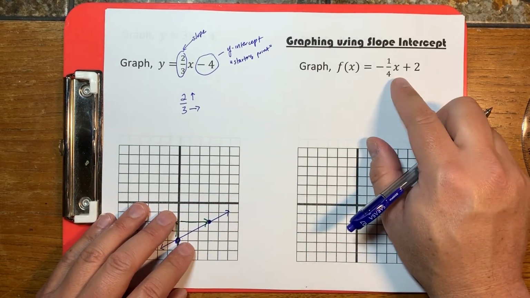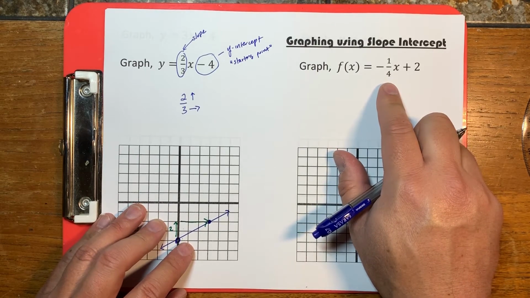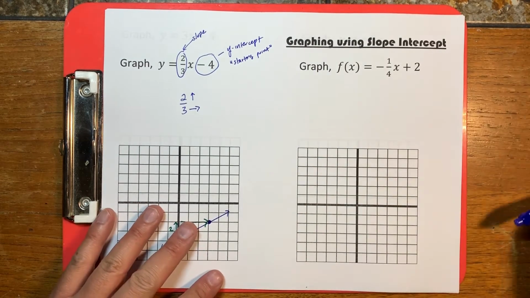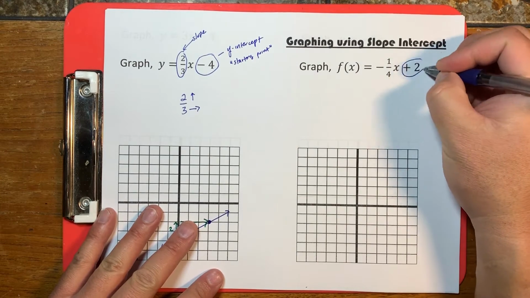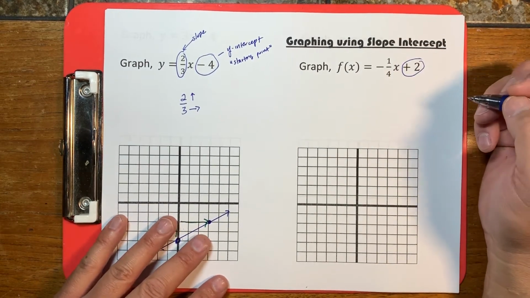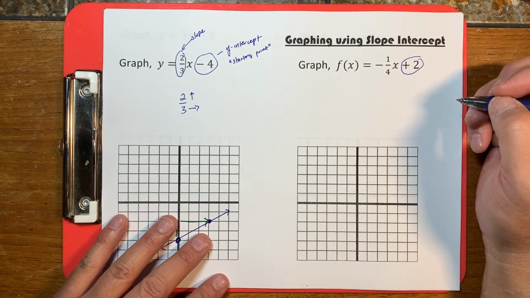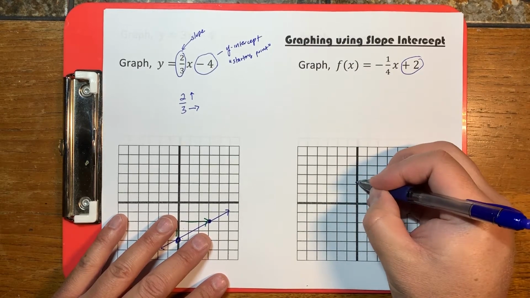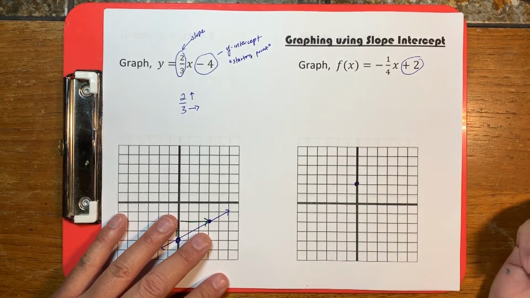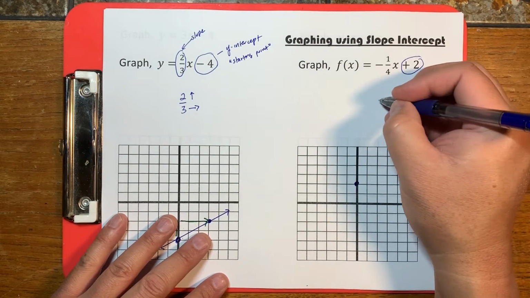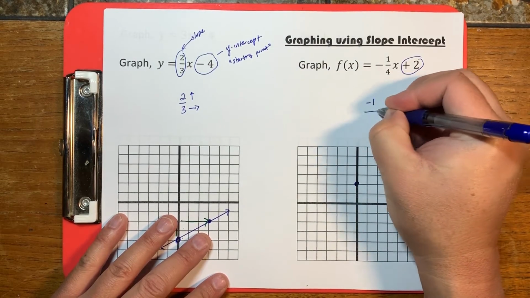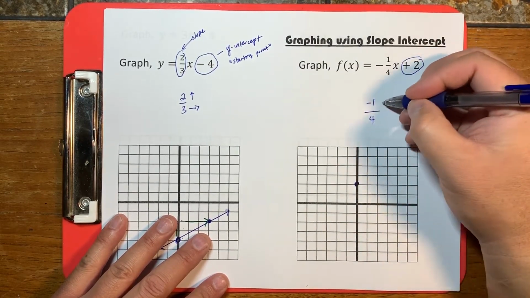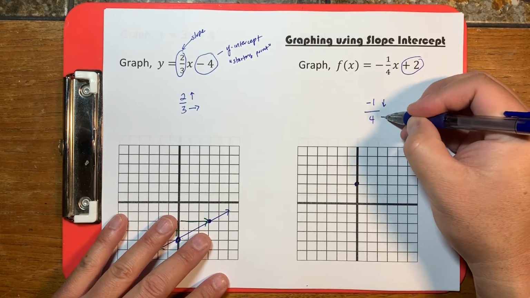Now, in this problem over here, it's a little bit different because our slope is negative. So let's see how we deal with that. First, let's start with our starting point. Our starting point is 2 on the y-intercept. So 1, 2. And from that point, we're going to move 1 down and 4 to the right.